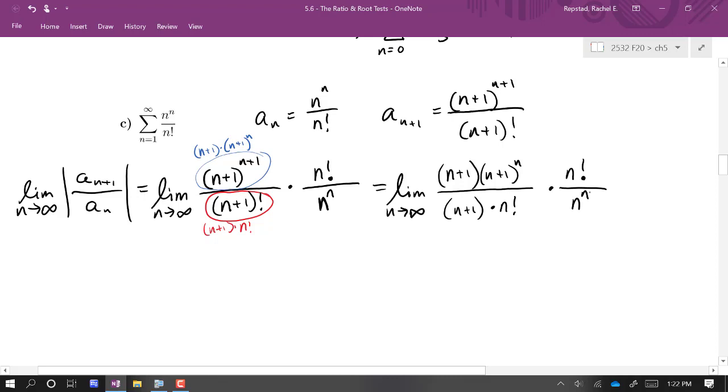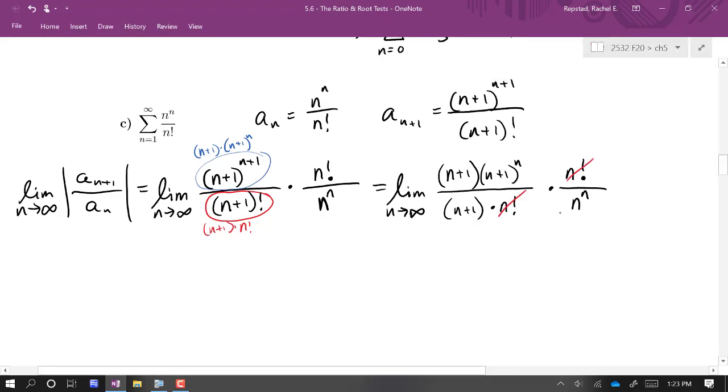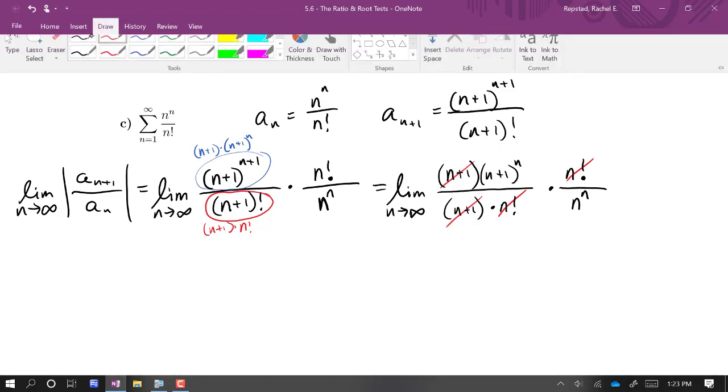Anytime I have a series with any factorials, usually the ratio test just jumps out at me as being a good thing to use, because there's a lot of canceling that happens when you're dealing with factorials. So here we could see the n factorial cancels with the n factorial there. And then we have this factor of n plus 1 canceling with this factor of n plus 1.